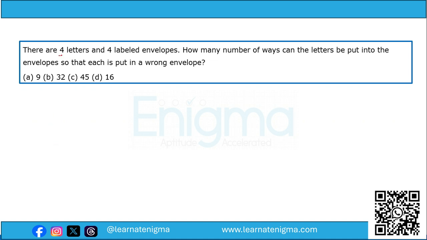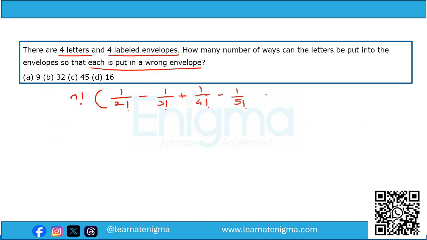When you are given n letters and n labeled envelopes, and we have to find the number of ways the letters can be put in the envelopes so that each is put in the wrong envelope, the formula for such questions is n factorial into 1 by 2 factorial minus 1 by 3 factorial plus 1 by 4 factorial minus 1 by 5 factorial and so on until 1 by n factorial. Now over here n is equal to 4 in this question.